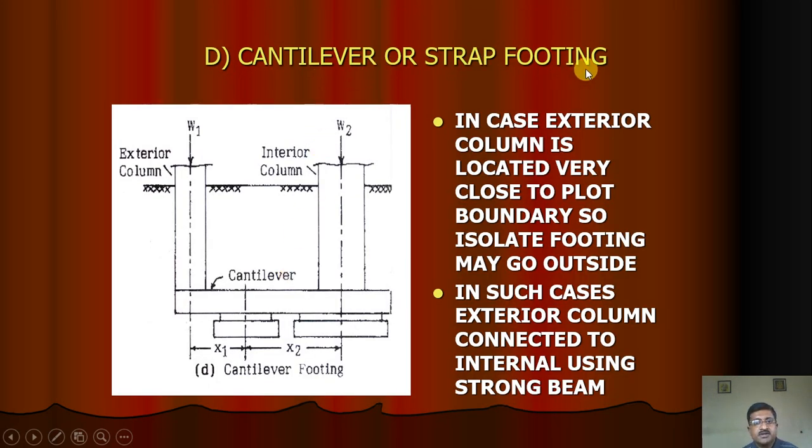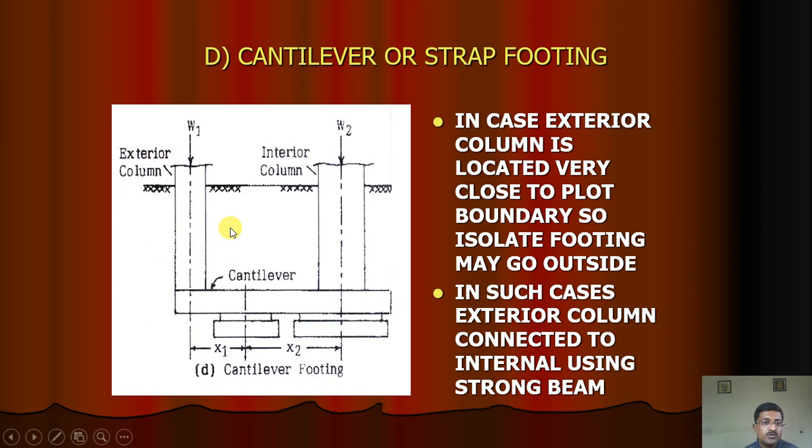Cantilever or strap footing. In the case of exterior columns, you can see the column is located very close to the plot boundary, so an isolated footing may go outside. In such cases, the exterior column is connected to an internal one using a strong beam. Now, suppose on this side, this is the column which is on the boundary. This is the exterior column.